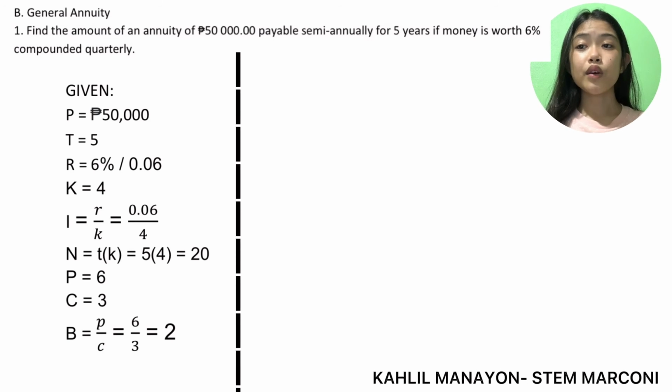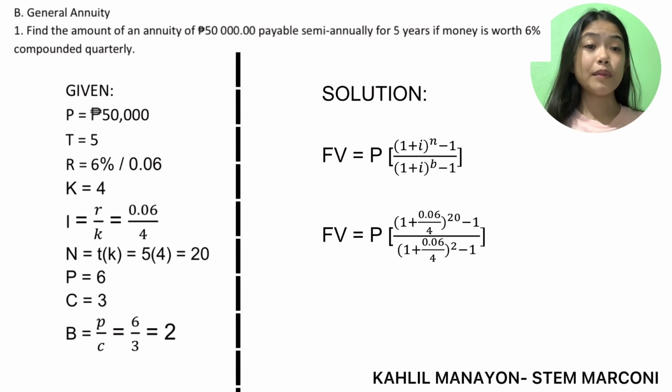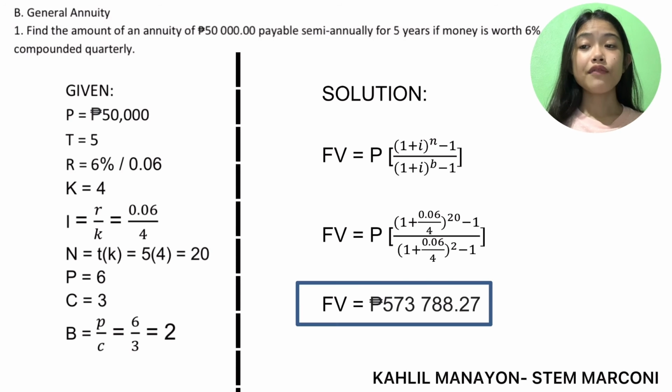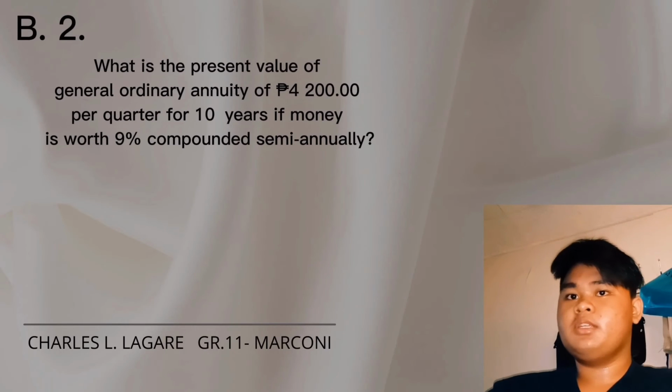And the formula we are going to use in finding the amount of an annuity, which is asked in this problem, is FV, or future value, is equal to P multiplied by quantity 1 plus I raised to the power of N minus 1 over quantity 1 plus I raised to the power of B minus 1. We input our values and then calculate. Our final answer would be FV, or future value, is equal to 573,788.27. Therefore, the amount would be 573,788.27. Letter B.